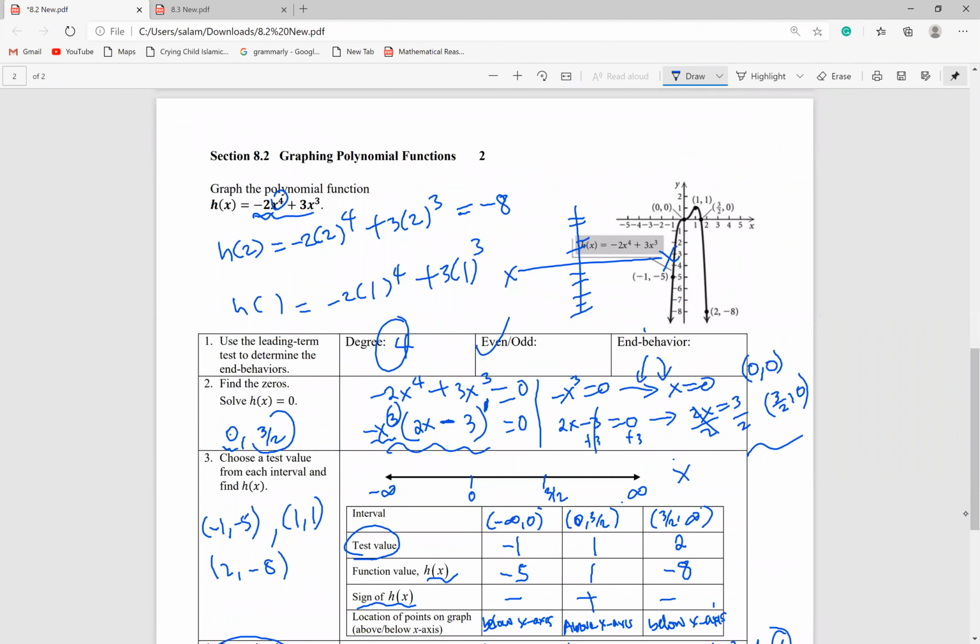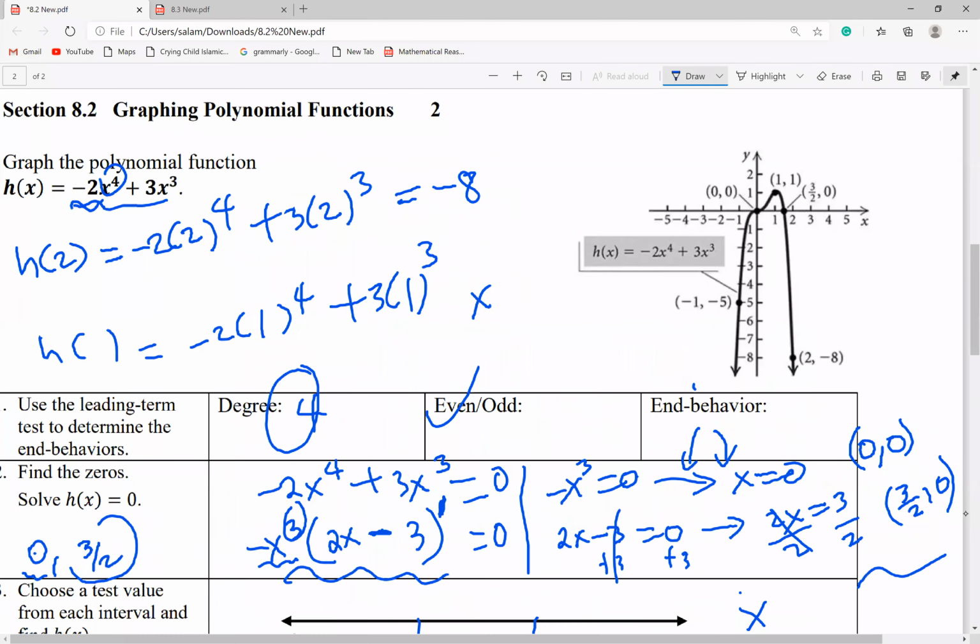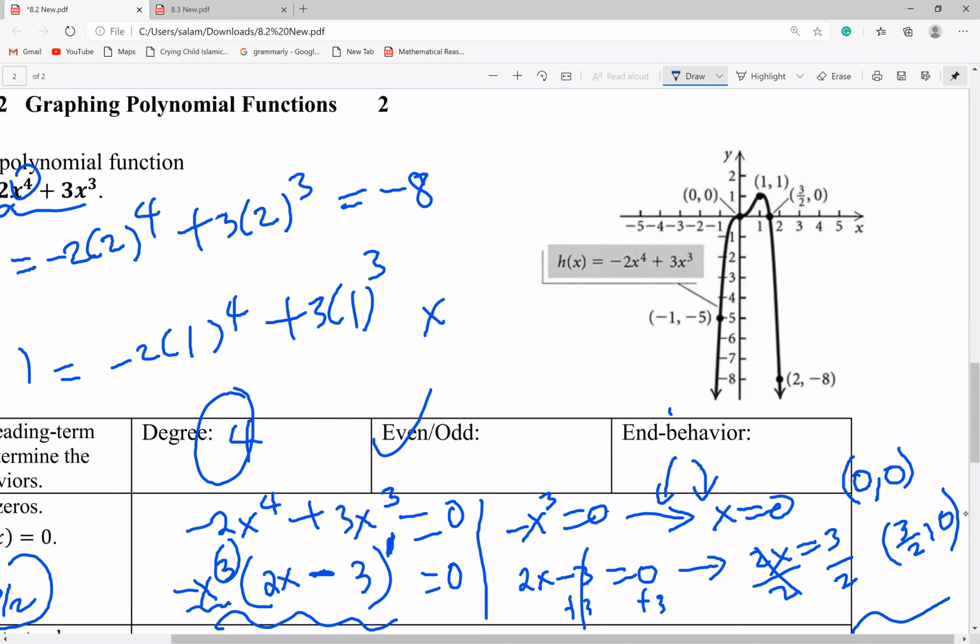Well, I just showed the steps, so now we can get that. And these are the points used to plot the graph, as we can see. So this is 0, 0. We have the point 1, 1. We have 3/2 and 0. We have -1 and -5. We have 2 and -8. Just are the points that we actually got.